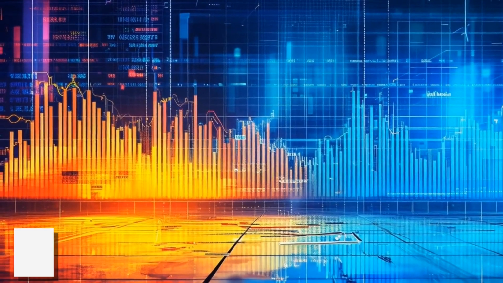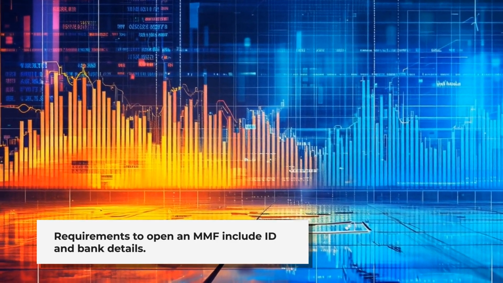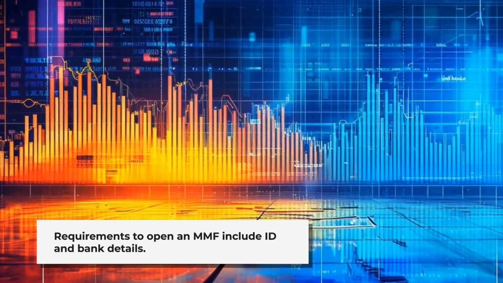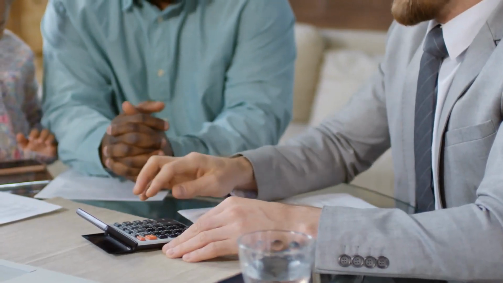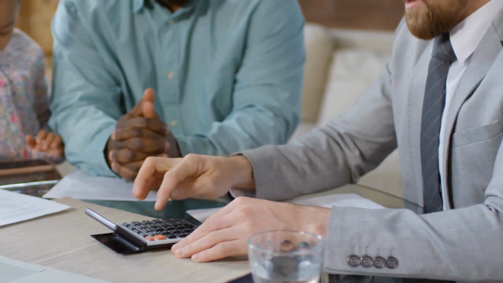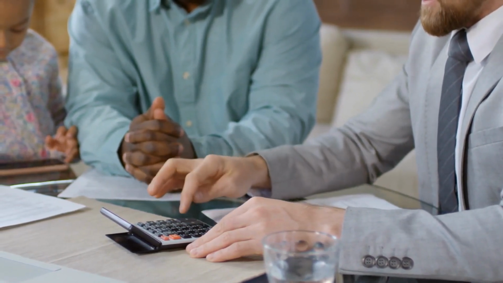What do you need to open a money market fund? To open a money market fund, you need the following. 1. National ID or passport. 2. KRA PIN. 3. Bank account details. An agent will guide you through the entire process until you have an active account.